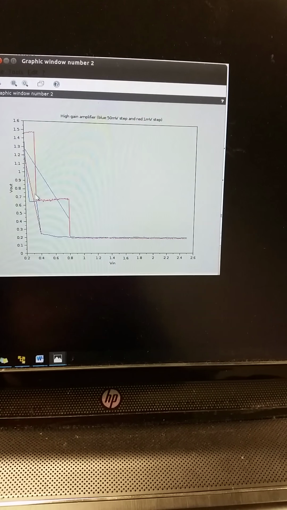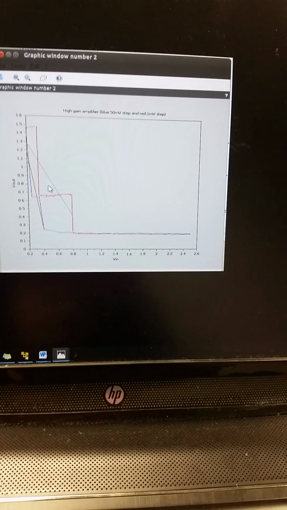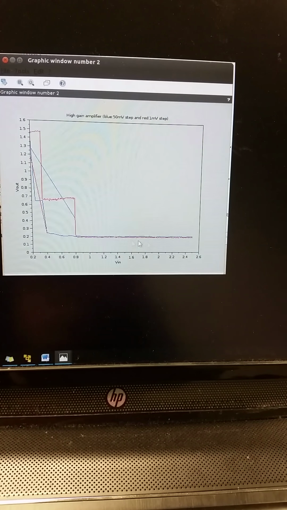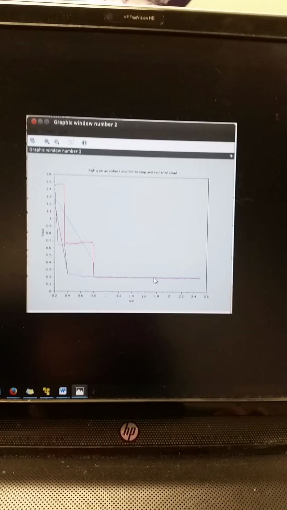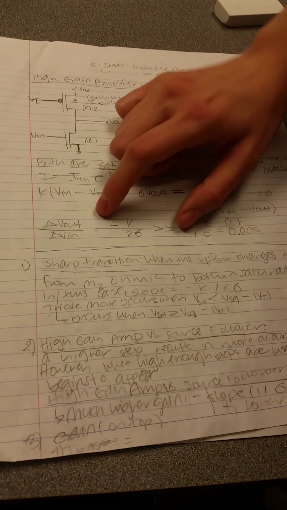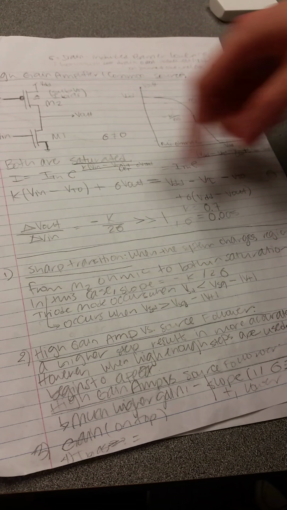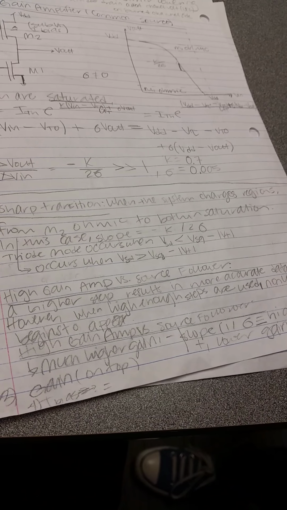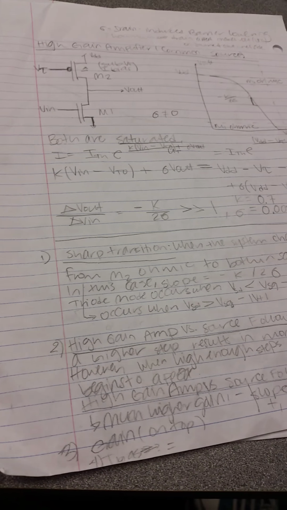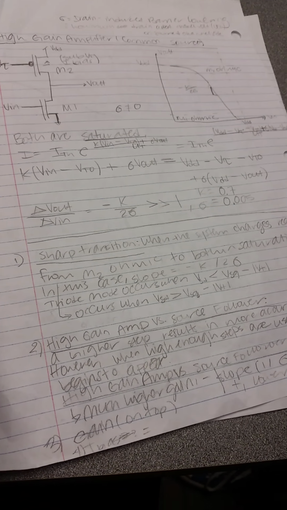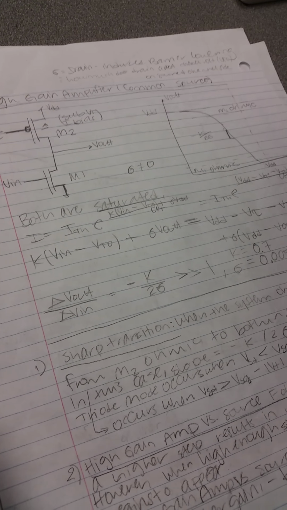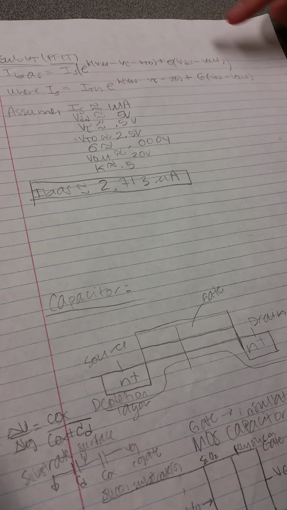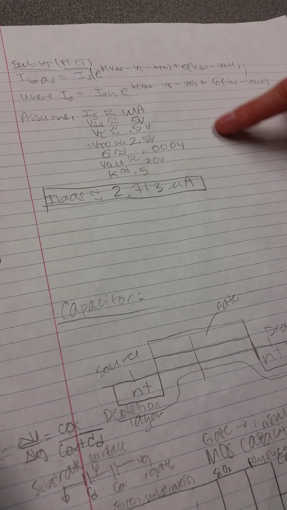Ohmic has to be source-drain voltage less than source-to-gate voltage minus threshold voltage, but saturation has to be greater. And Maggie will explain the derivations for this. Okay, so we were able to determine the gain from the following circuit. And what we noticed was that the gain in the high gain amplifier was dependent on 1 over sigma, which is a very large number, which is why it has a much higher gain than the source follower. And we're also able to calculate the bias current based on the following equation and the following assumptions.